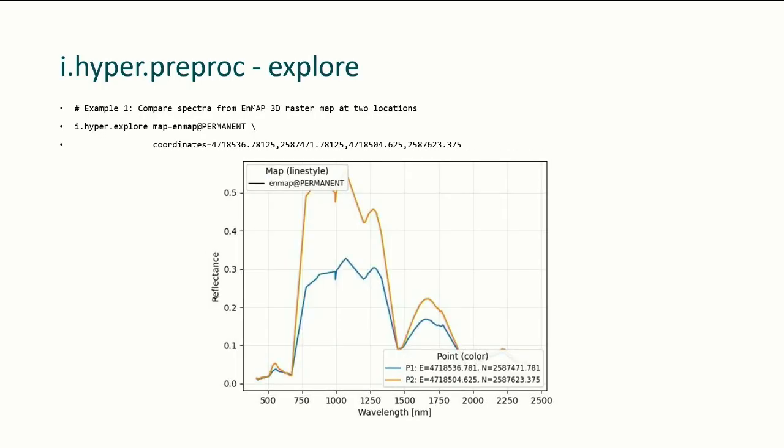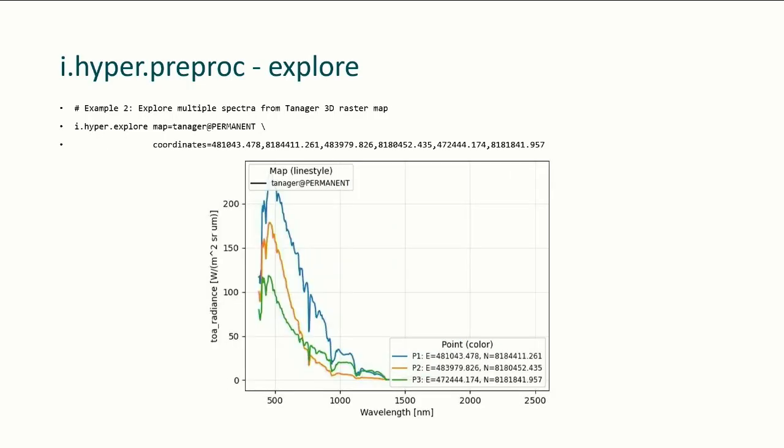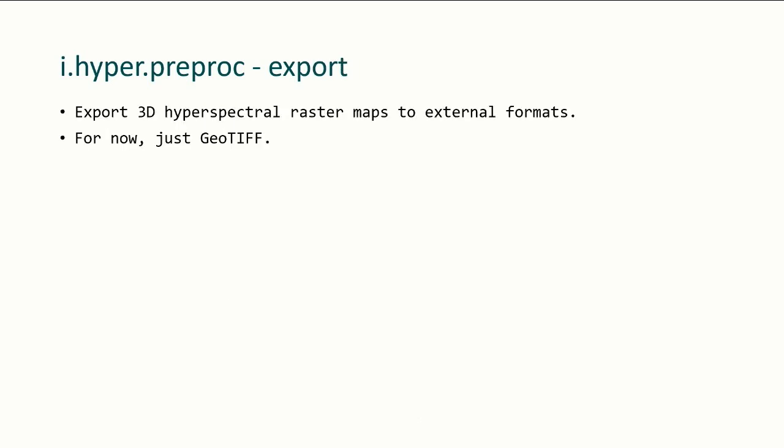This is reflectance that was read by our metadata, and if we perform it on a Tanager, which is disseminated in radians, we get the unit directly from the metadata, so the user cannot fail. So generally, the export model is to export all this data. For now, it's just GeoTIFF.